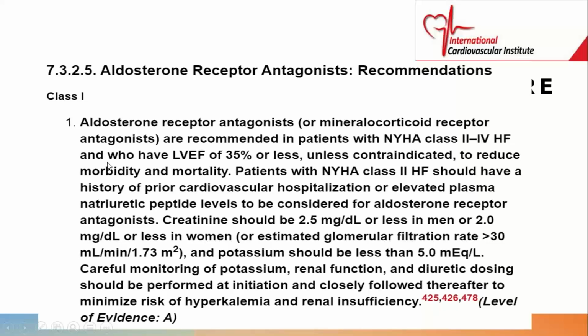Okay, so if there's any type of renal compromise, you're going to be very, very careful. You want to make sure the creatinine, the glomerular filtration rate is greater than 30. And you have to be very careful if the potassium is higher than 5. You want to make sure the potassium is less than 5. So to start the aldosterone antagonists, you want to make sure your creatinine in males is less than 2.5, in females less than 2, and your potassium is less than 5.